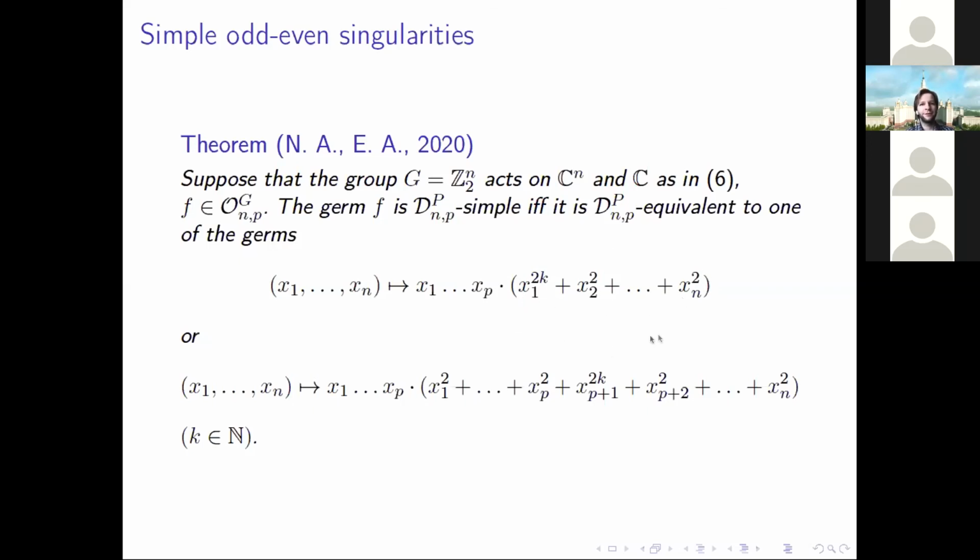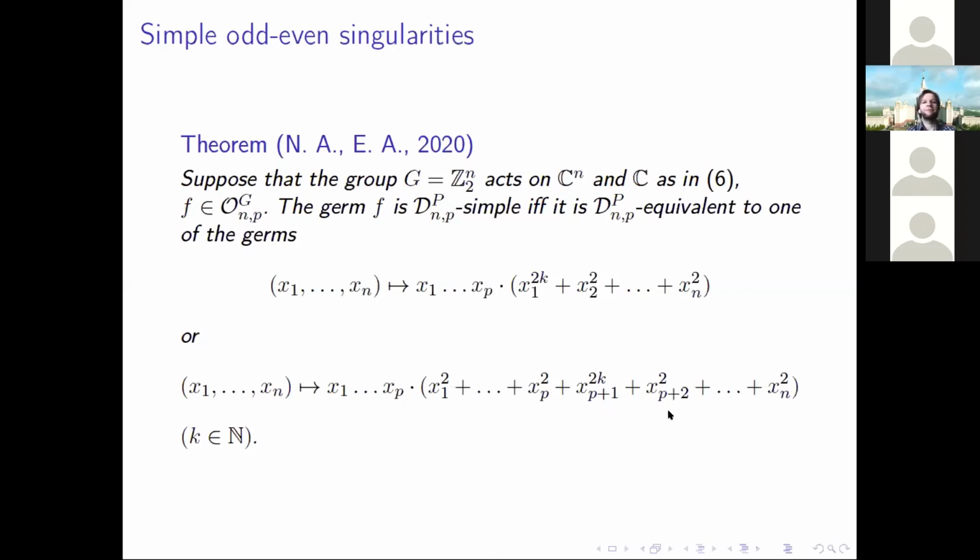So the functions here and here in these two cases are a little bit different, because in the first case, we have the first coordinate to the power 2k. So it is one of the coordinates in which the function should be odd. And in the second case, we have x_{p+1} to the power 2k. So this is one of the coordinates in which the function should be even. So these two cases are not equivalent even up to the allowed coordinate changes and coordinate permutations. So this is the result.